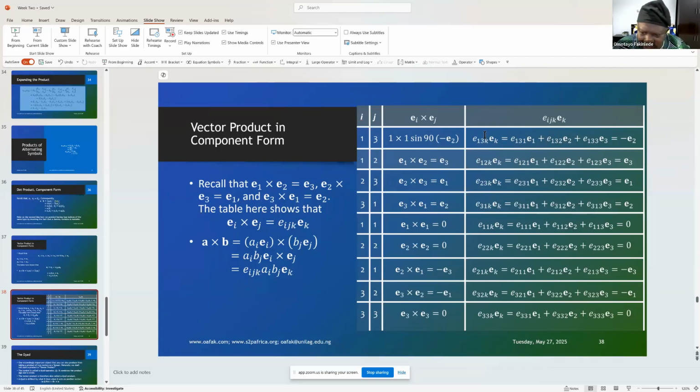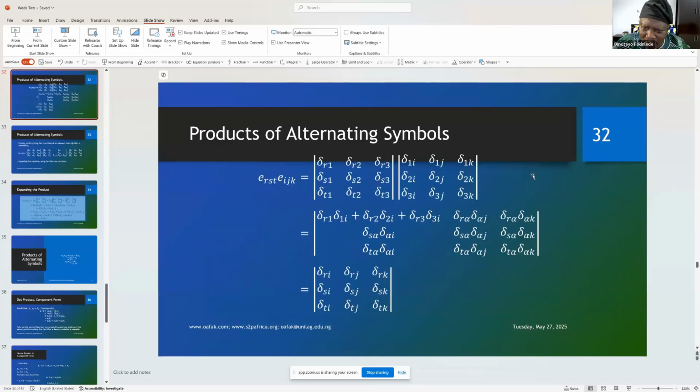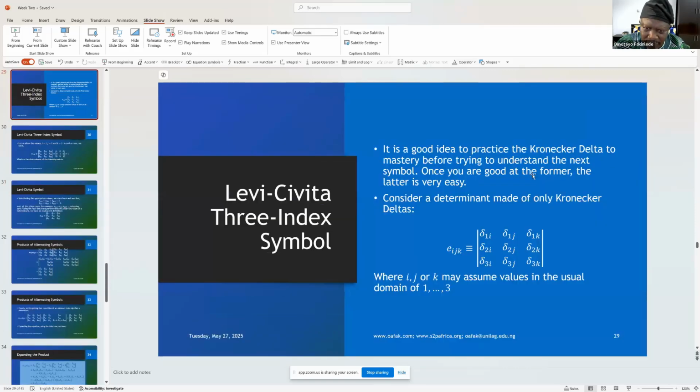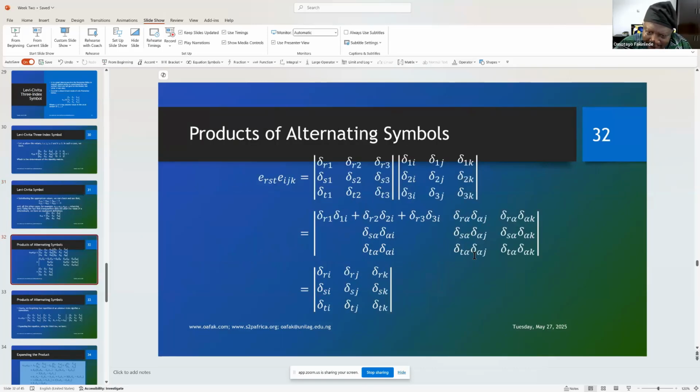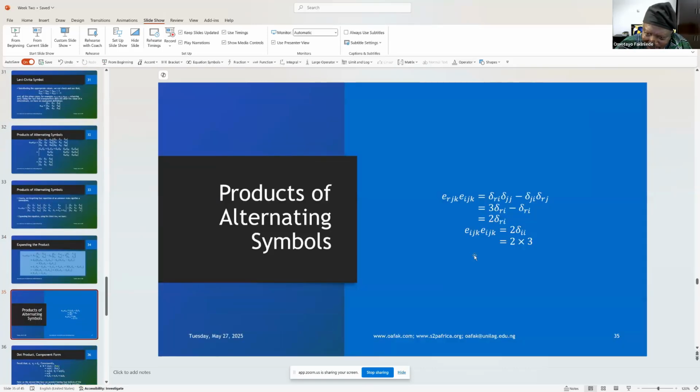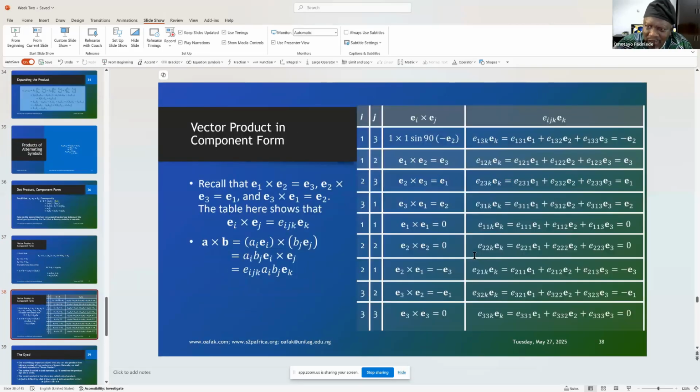If you've forgotten, let me take you to where we said it. If you forgot, you need to come back to this point. You can see that epsilon_132, epsilon_321, epsilon_213, you can see these are 1, these are -1, and the others are zeros. So we are referring to what we have already done before. If you forgot that, you move back and see it.